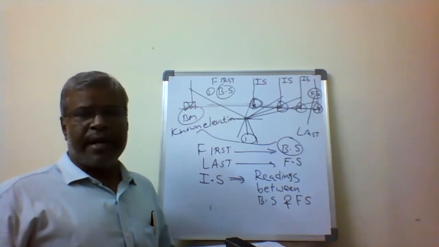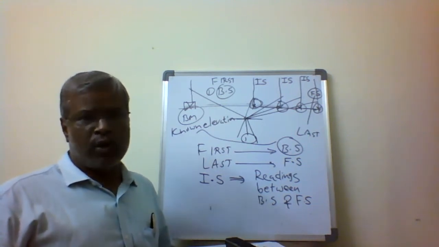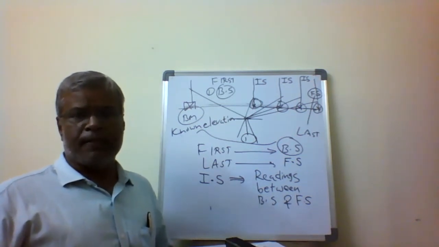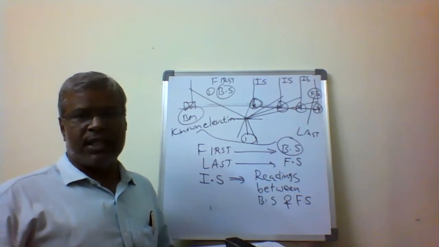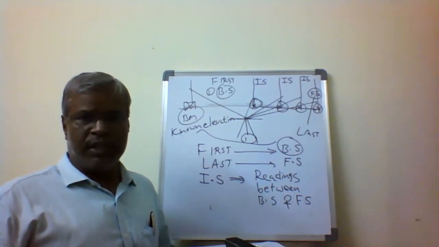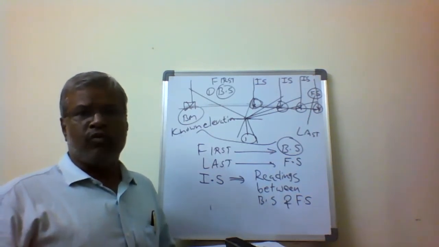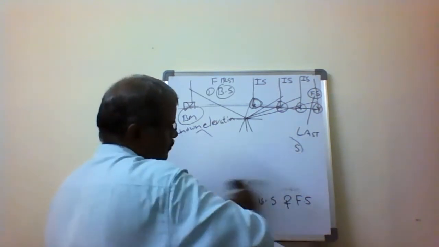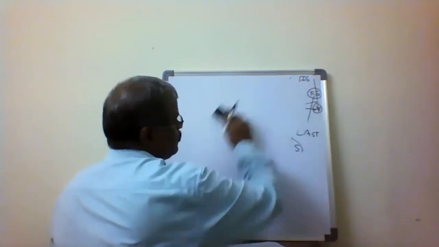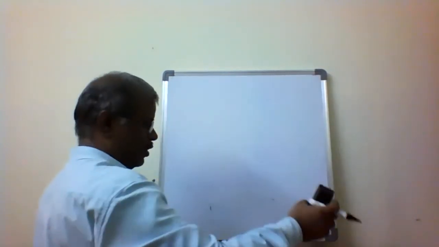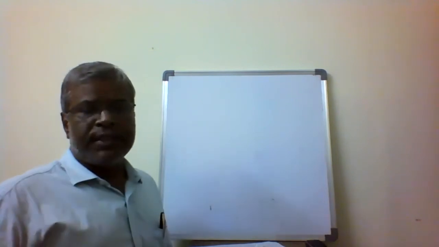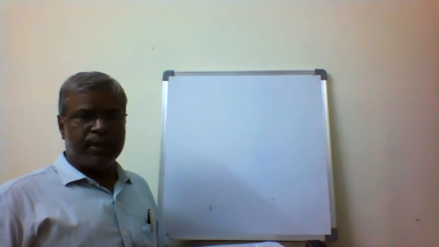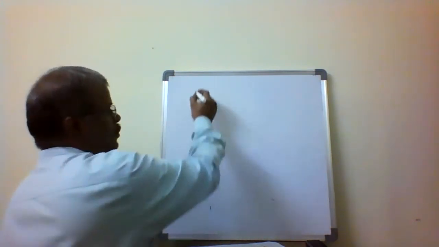In between the backside and foresight, whatever staff readings we take with the leveling instrument, we call intermediate sight readings. So this is about what the backside, the foresight, and the intermediate sight reading are. Intermediate sight readings and foresight readings are unknown elevation points. So now we understand what the backside reading, the foresight reading, and the intermediate sight reading are. Now we will go for the height of instrument method.